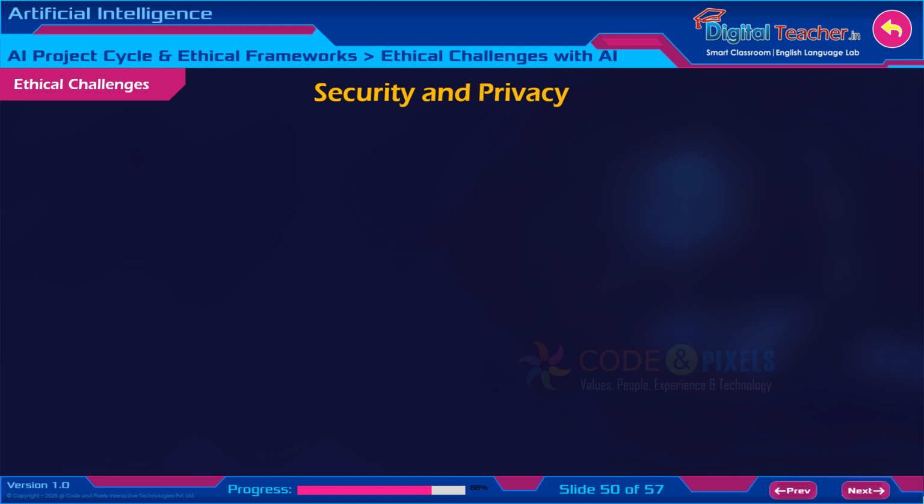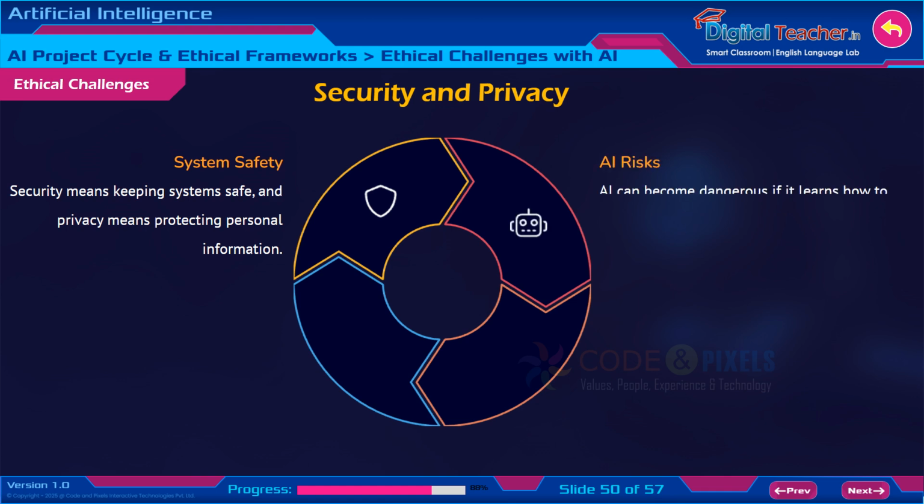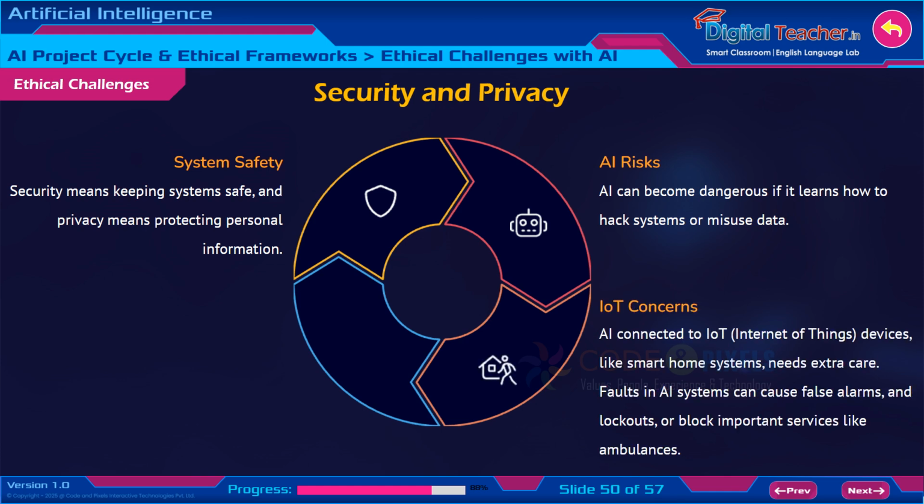Security and privacy. Security means keeping systems safe, and privacy means protecting personal information. Artificial intelligence can become dangerous if it learns how to hack systems or misuse data. Artificial intelligence connected to Internet of Things devices, like smart home systems, needs extra care.